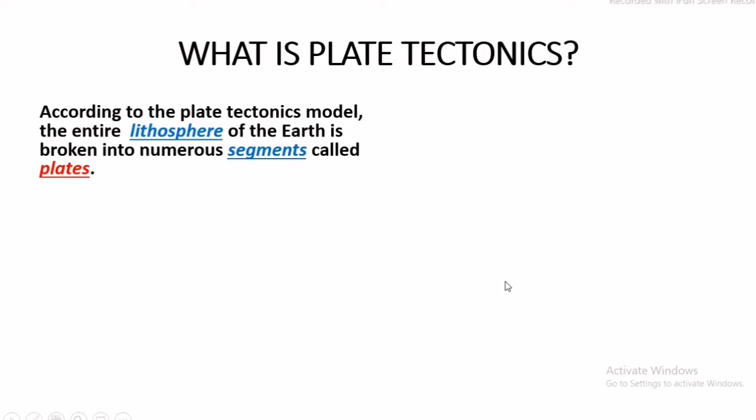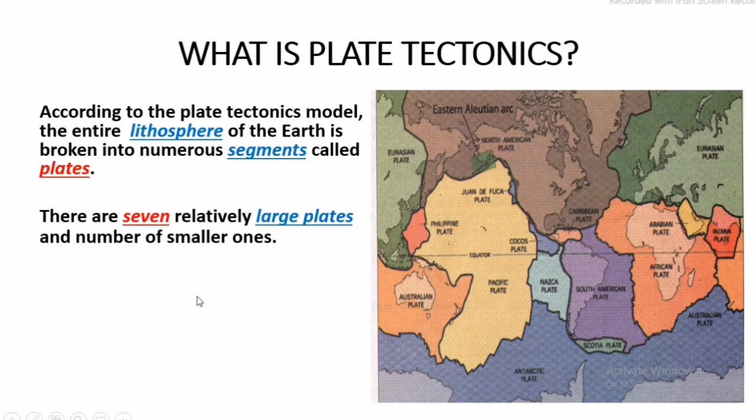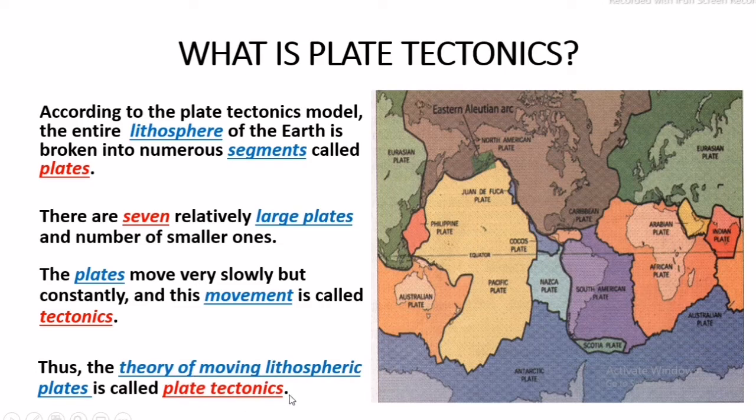What is plate tectonics? According to the plate tectonics model, the entire lithosphere of the Earth is broken into numerous segments called plates. This is the map of the different plates. As you can see on the diagram or in the map, we have 7 relatively large plates and a number of smaller ones. The plates move very slowly but constantly, and this movement is called tectonics. Thus, the theory of moving lithospheric plates is called plate tectonics.